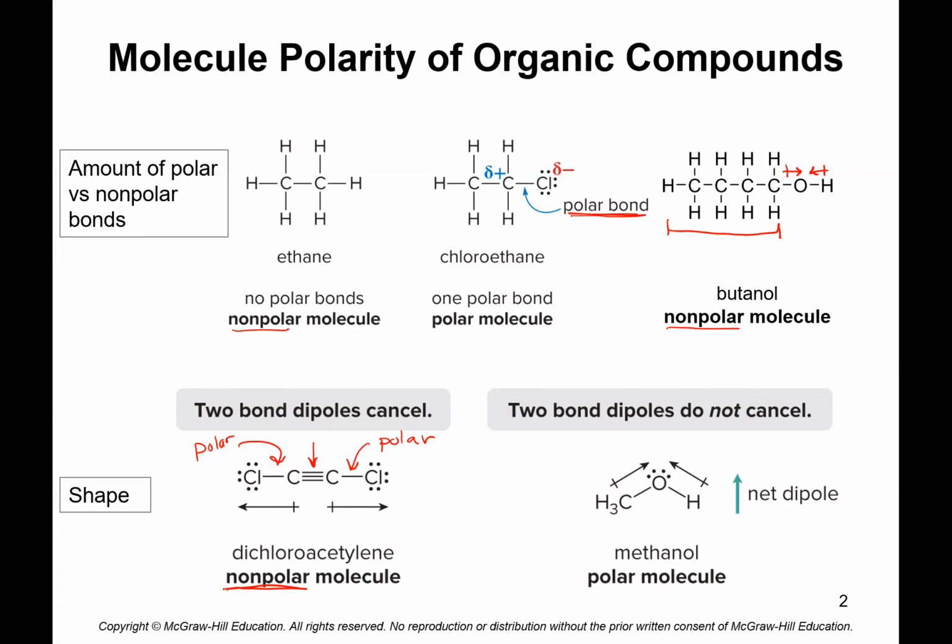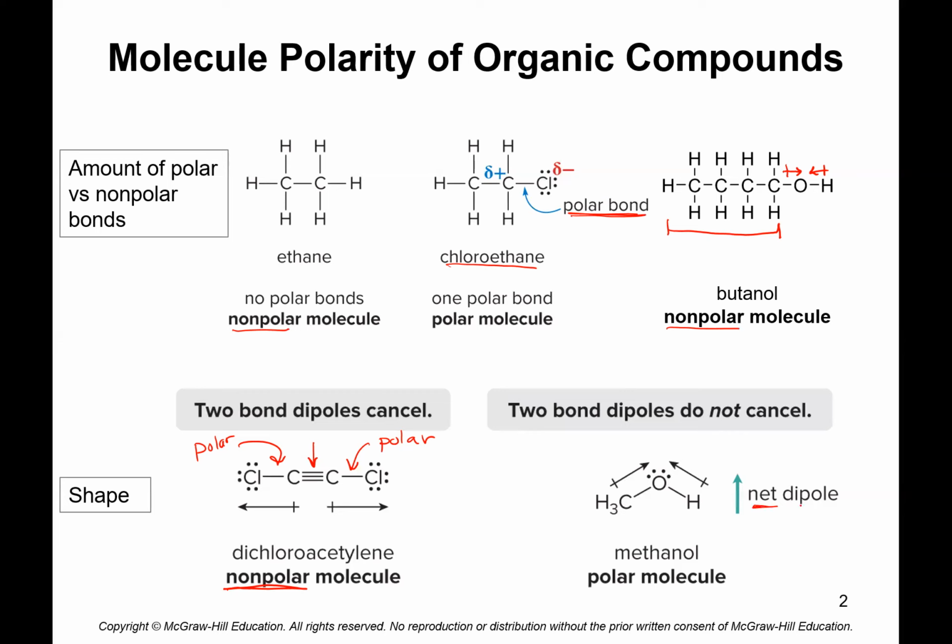Let's consider a scenario where you do have polar bonds, but the shape allows you to have a polar molecule as well. So here I have two polar bonds. This is going to be a similar situation as we saw with chloroethane, where with methanol, we have these bond dipoles, where, because of the shape of the molecule, these bond dipoles will not cancel out, and therefore you're going to have what we call a net dipole.